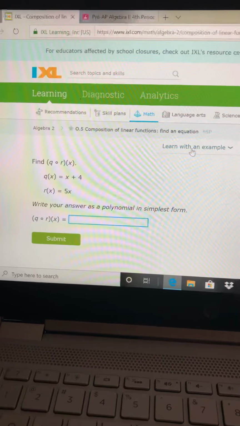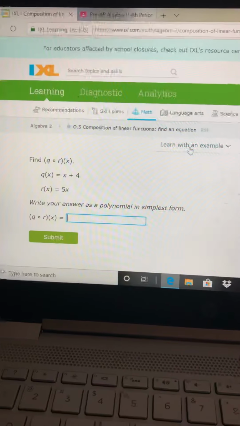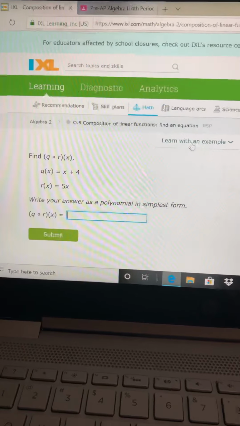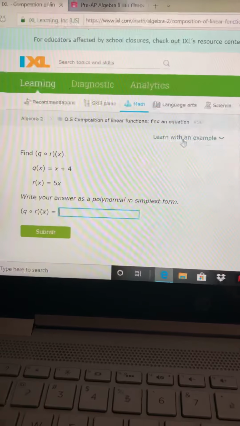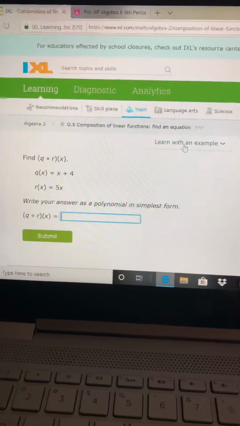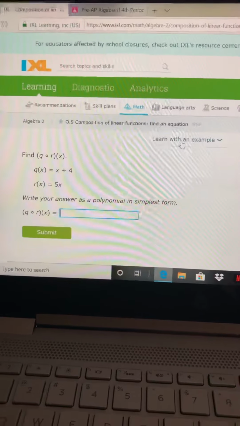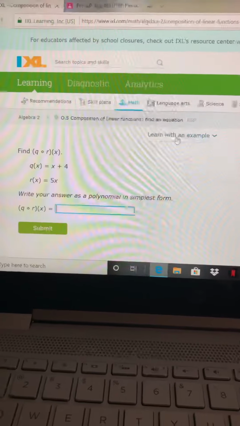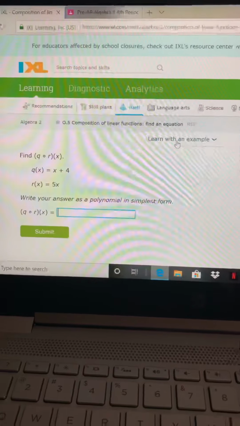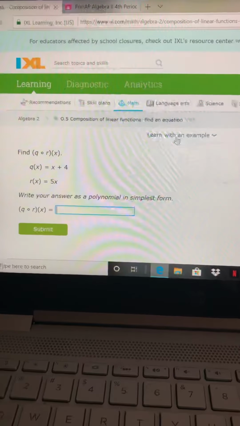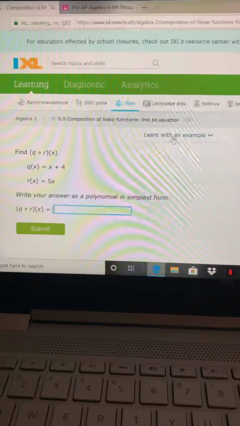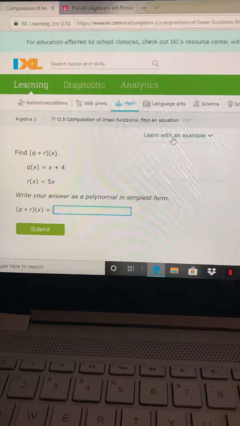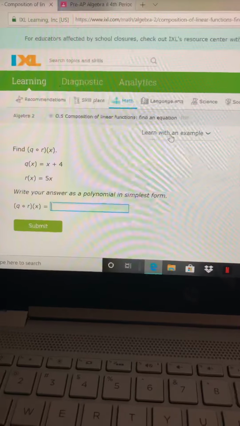This section is O.5, composition of linear functions, find an equation. This section is the most difficult by far, I believe, of all the assigned IXLs for these NTI days. It says Q of X is equal to X plus 4 and R of X is equal to 5X. And it says find Q of R of X.